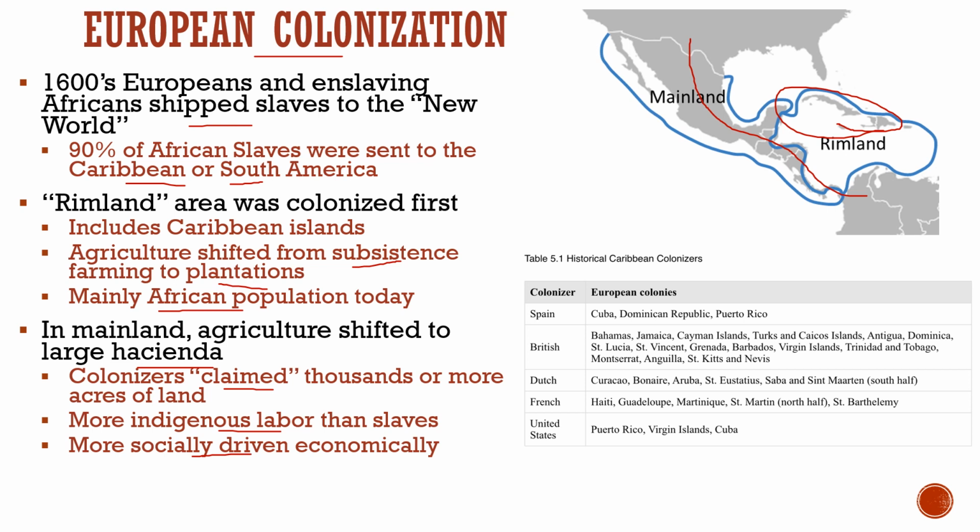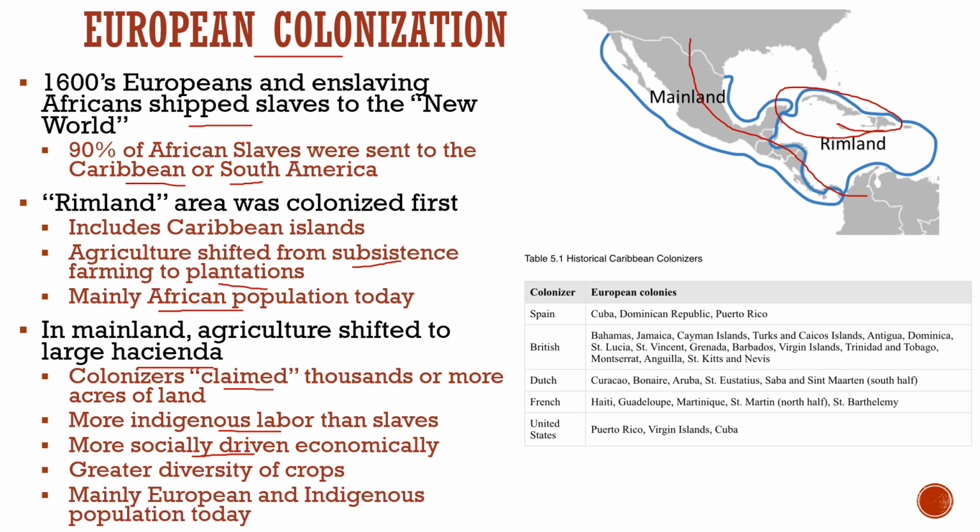This is a more socially driven economy, to where they're supporting each other more than just mass producing, like our plantations, and producing a crop that was then exported. So there's a greater diversity of crops in this region, again, due to that altitudinal zonation, because the mountain ranges provide such a variation in climate that lots of different crops are made, whereas on the islands, of course, the elevation is pretty limited. And these descendants are mainly European and indigenous populations today, or the largest populations are on the mainland.